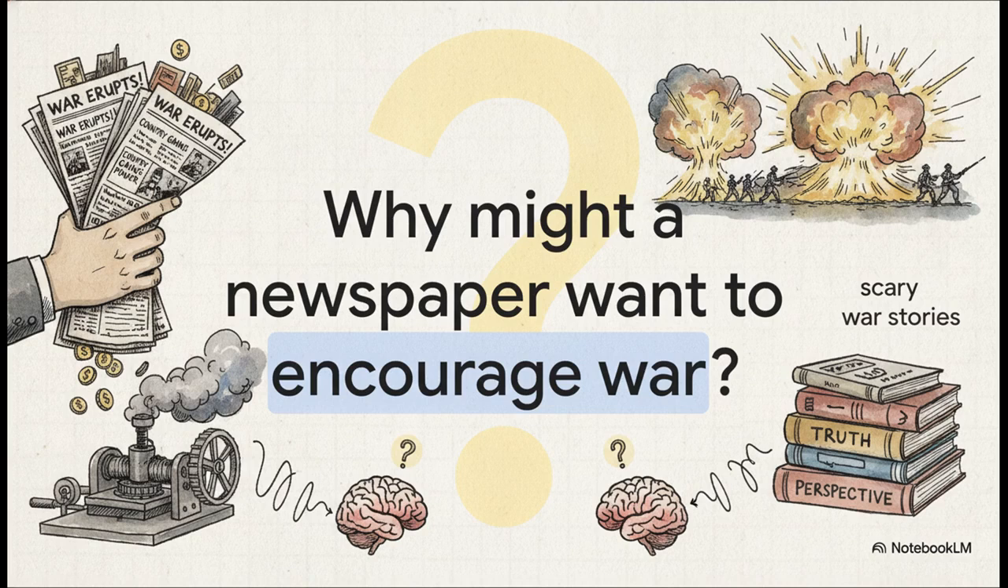This is where you have to think critically about the motives behind the source. Well, maybe the owner of the newspaper genuinely believes a war will increase the country's global power. Or it could be even simpler. Maybe dramatic, scary war stories just sell a whole lot more newspapers than boring stories about peace treaties. Those underlying motives create a massive bias. When you figure out why someone is writing something, you are in a much better position to see exactly how they're trying to manipulate the narrative.